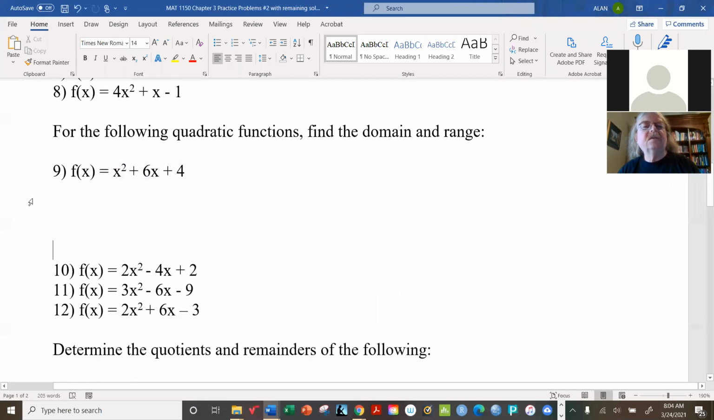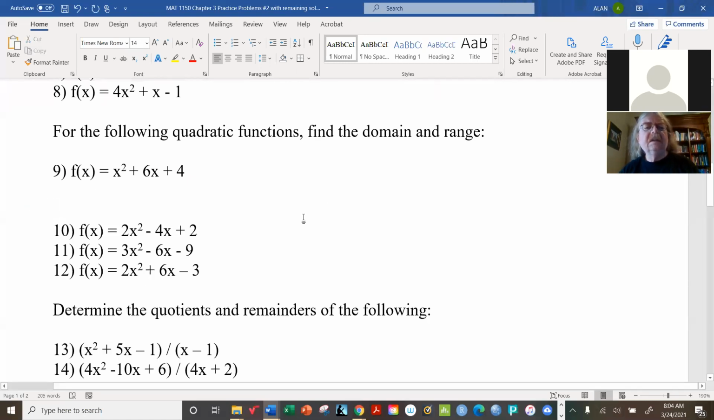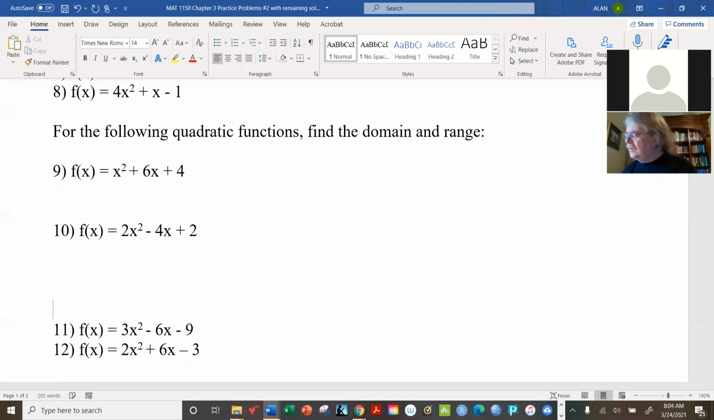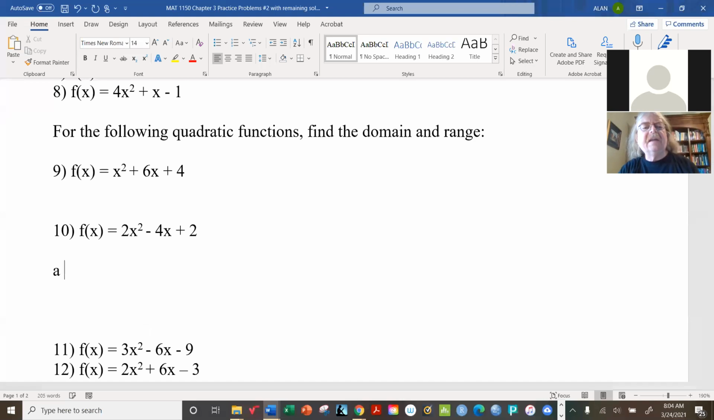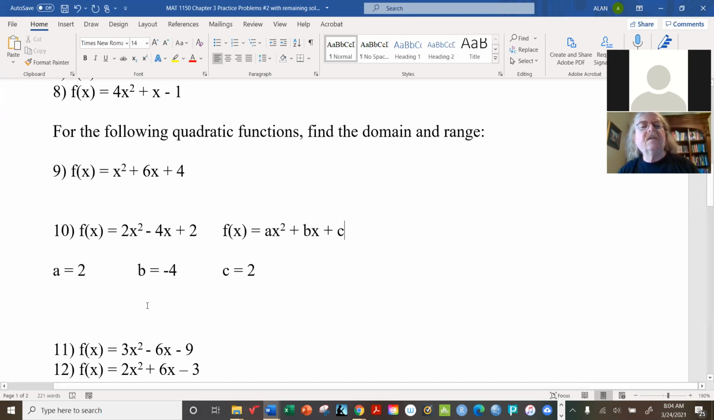All right, so let's see. We left off with 9. Now here we're just doing the domain and the range. And so how do we do this again? Well, we have some formulas that are going to come in very handy. Remember, this is a quadratic equation, and so we set A equal to 2, B is -4, and C is 2. The form of a quadratic equation is always written as f of x equals ax squared plus bx plus c. So those coefficients are here, 2, -4, and 2.